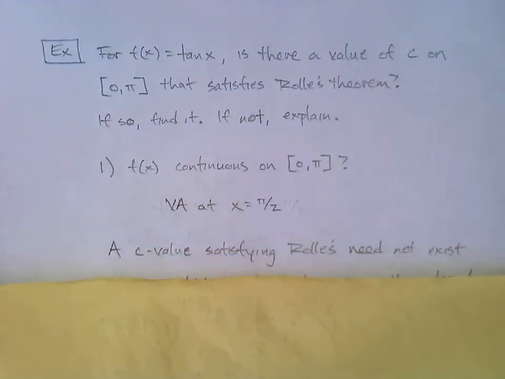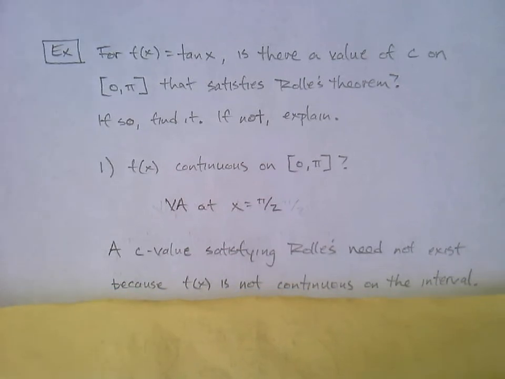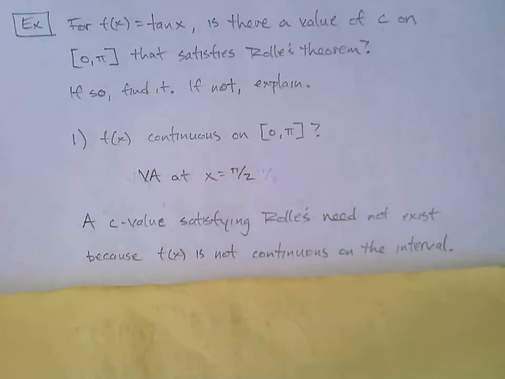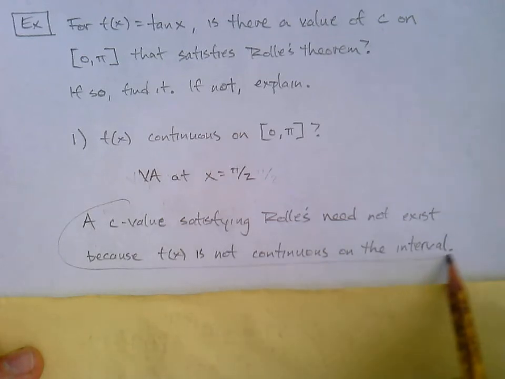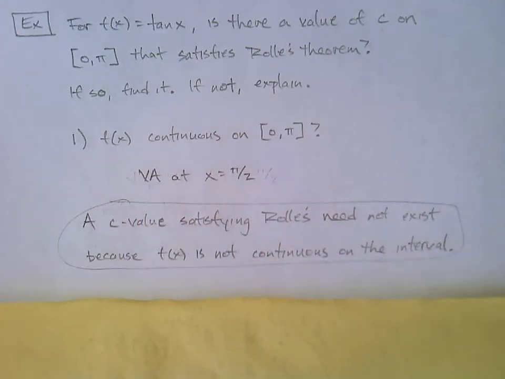So here's my explanation. A c value satisfying Rolle's theorem need not exist because f of x is not continuous on the interval. And we'd probably just circle that and say we're done. But what if we look further? Maybe we don't meet the hypotheses, but does that mean there's not a c value? It's not guaranteed to exist, but it still might. So let's explore this a little bit further.